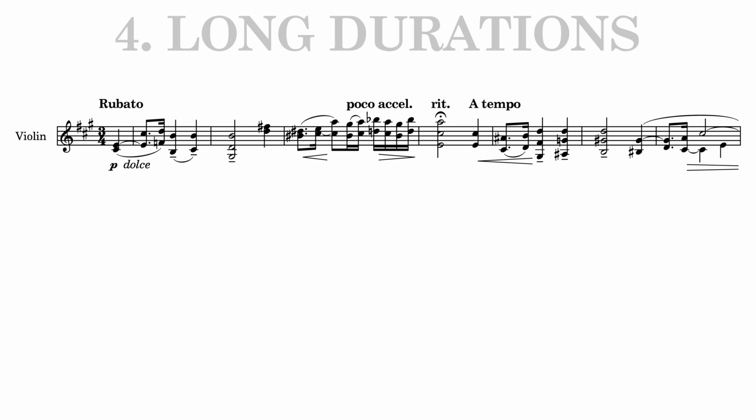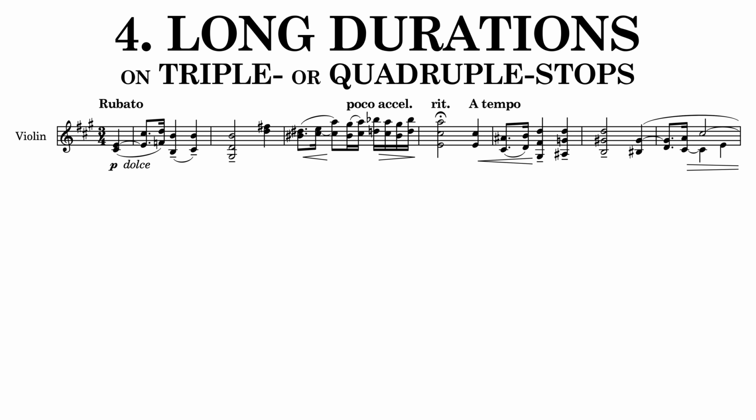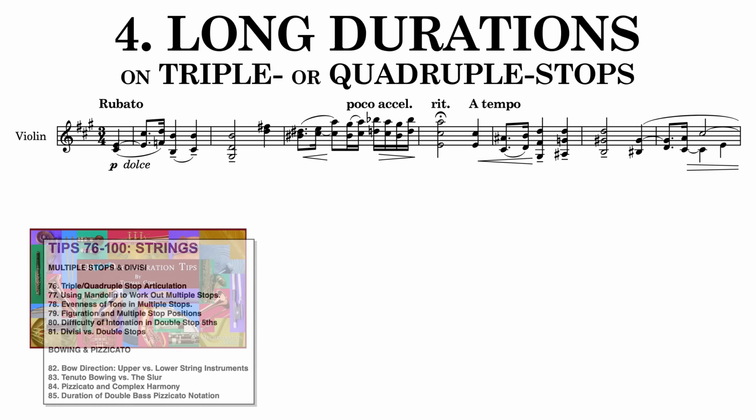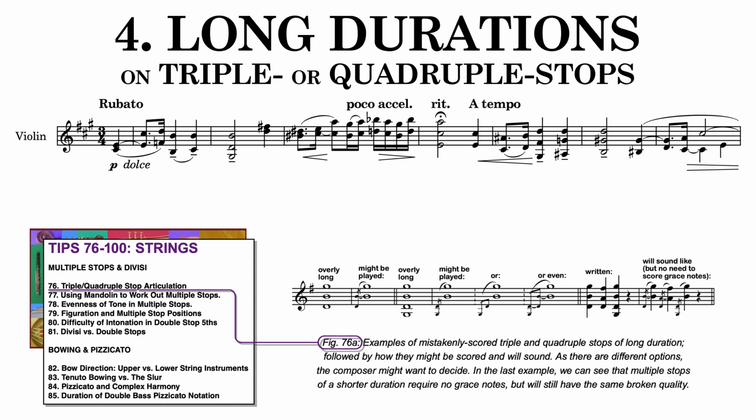Long durations on triple or quadruple stops. This is another issue that I discuss in detail in my book, 100 More Orchestration Tips, in Chapter 76, Triple/Quadruple Stop Articulation. Briefly, string players can only hold down two pitches of a triple stop or a quadruple stop for any length of time. This means that the lower pitch or pitches are usually dropped as the bow moves across the strings.